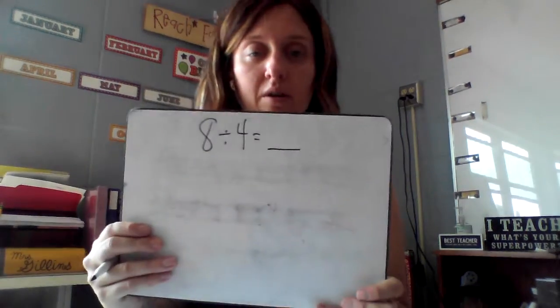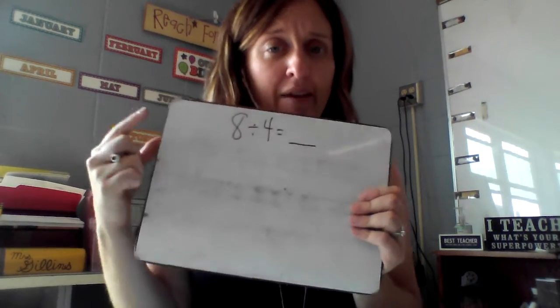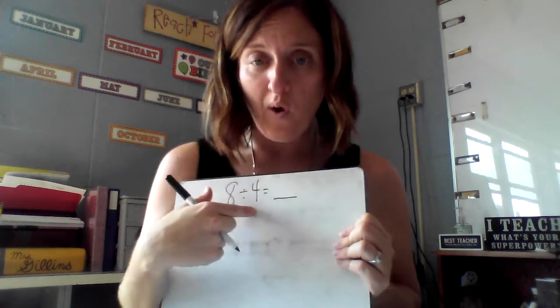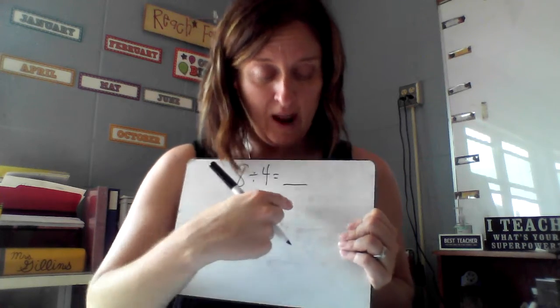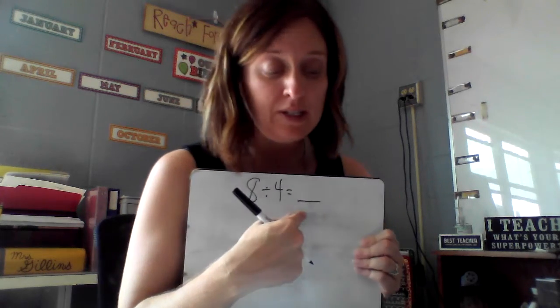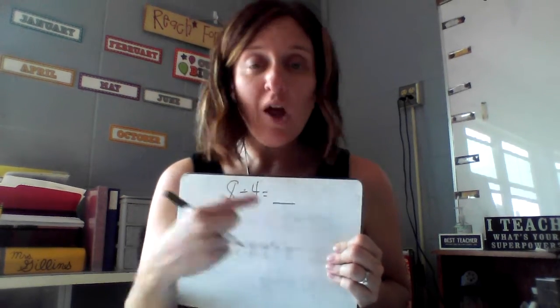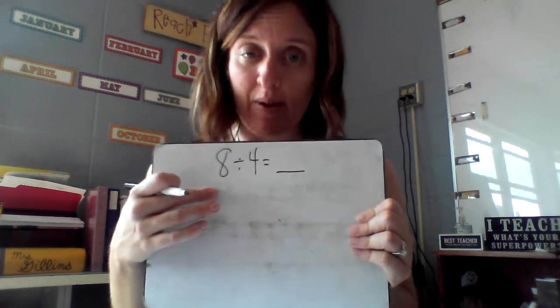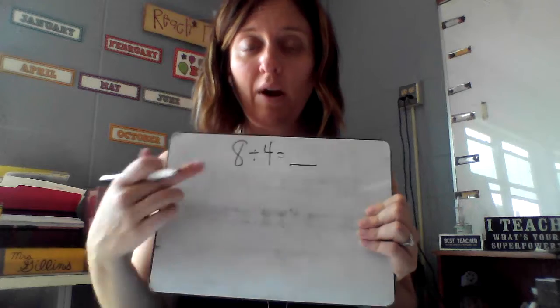Now, let's look at another division sentence. 8 divided by 4. If 8 is my total number and 4 is the number of groups, then I am trying to find how big each group is going to be, or the size of each of my groups. So I could draw a picture to show this. I know I'm going to have 8 total things in my picture, and I'm going to have 4 equal groups.